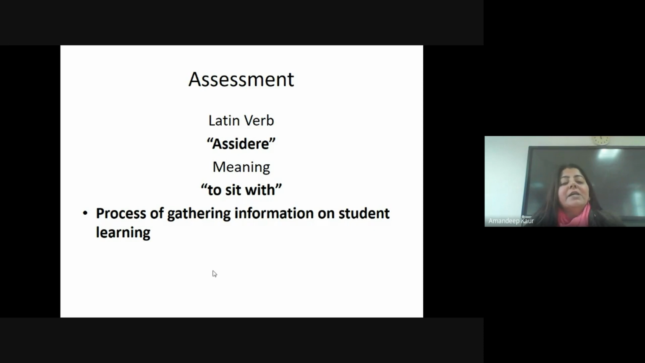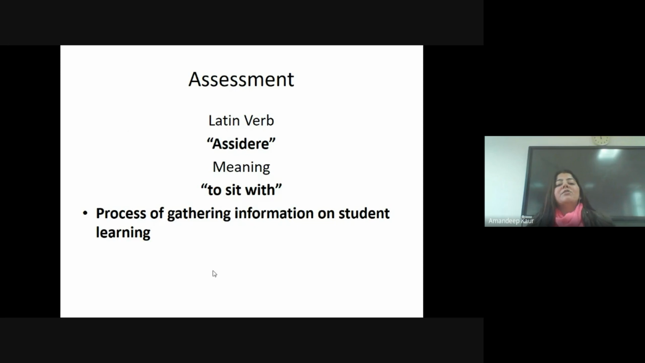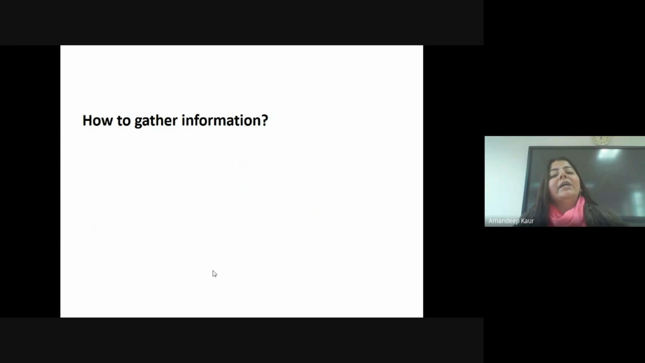So assessment is not only related to student performance, but with the help of assessment, it is possible for us as a department to improve the practices that we are following for designing something for our students. The process of gathering information on student learning helps us in many ways. Many aspects of teaching and learning can be improved if the teacher is able to use good assessment practices at institute level on a continuous basis. In the last slide we said assessment is the process of gathering information on student learning, so the question arises how we are going to collect information.